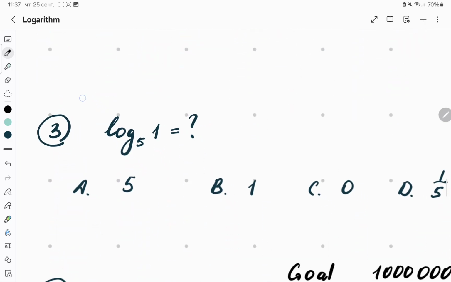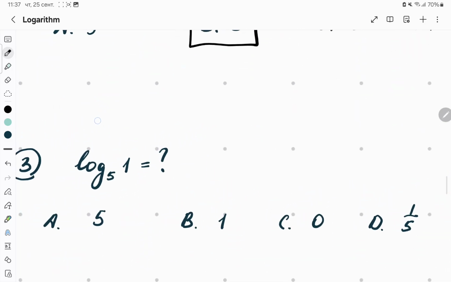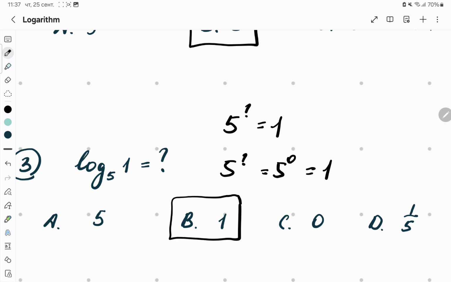Next question, number 3. So what power do we have to raise 5 to get 1? In a similar way, we know that 5 in power 0 gives us 1. Any number in power 0 gives us 1. So the final answer here is B, 1.